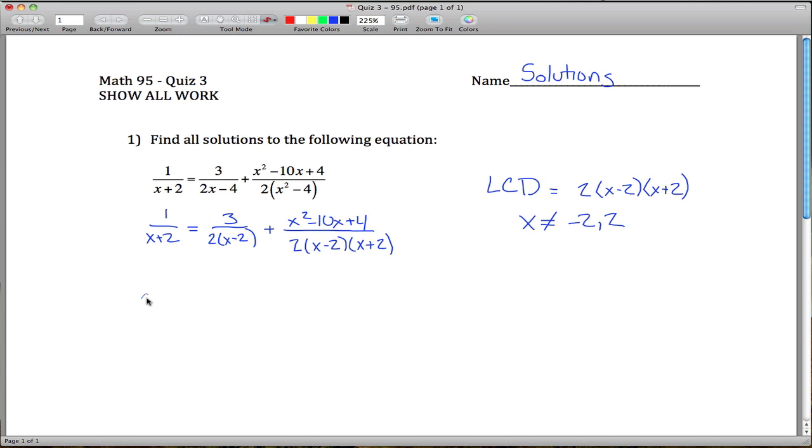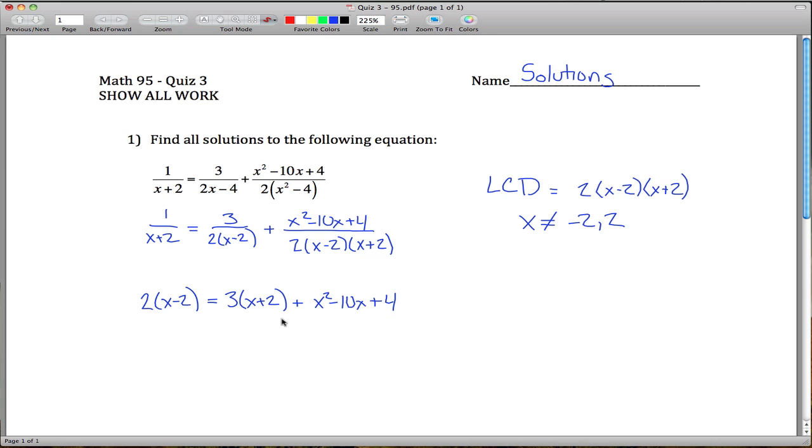The x plus 2's will cancel out, and we'll be left with 2 times x minus 2. Similarly, over here, the 2 and the x minus 2 will cancel out. We'll be left with 3 times x plus 2. And here, everything will cancel out, and we'll just have what we have up top here, x squared minus 10x plus 4.